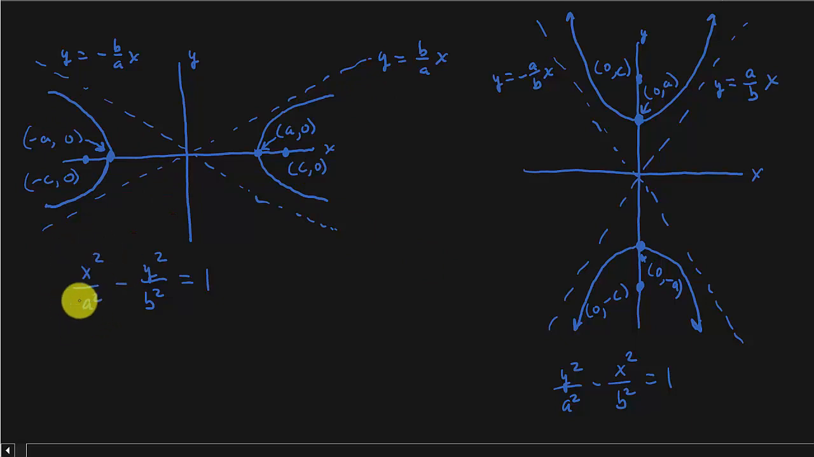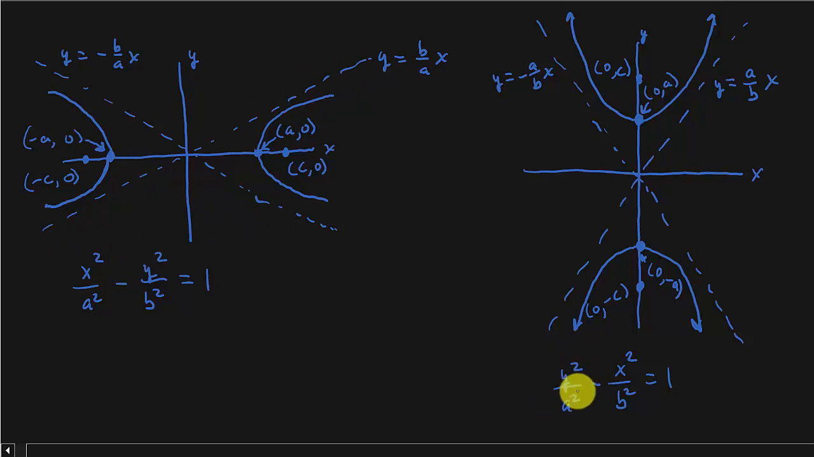So if the x squared term's first, your asymptotes are going to be y equals negative b over a times x and y equals b over a times x. We've got the line with the positive slope and the line with the negative slope. This tells us that when we draw our hyperbola in, the hyperbola is approaching these asymptotes. They're not going to cross them, they're just going to get close to them.